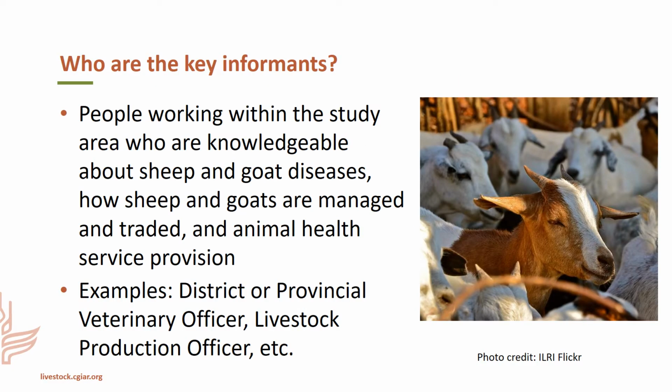The first step is to make contact with the key informants in your study area. These are people like veterinary personnel or livestock officers who are knowledgeable about livestock, diseases and markets in the study area. Arrange to conduct an interview with them at a time and place that's convenient for them. If there are several key informants in the area, they can be interviewed individually or as a group, whichever is more convenient for them.